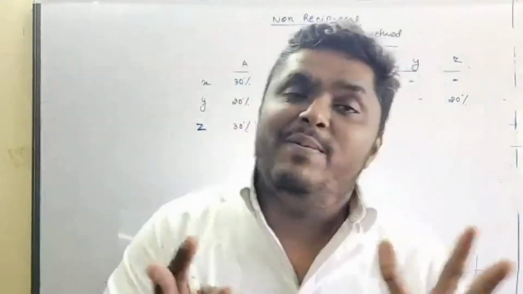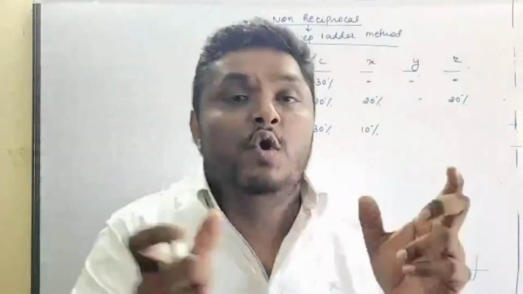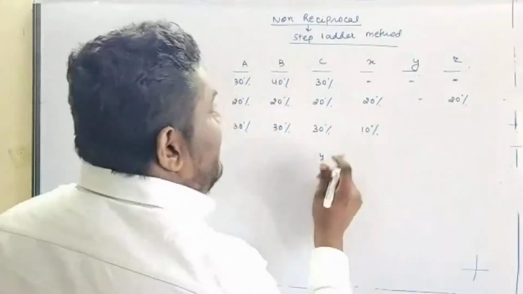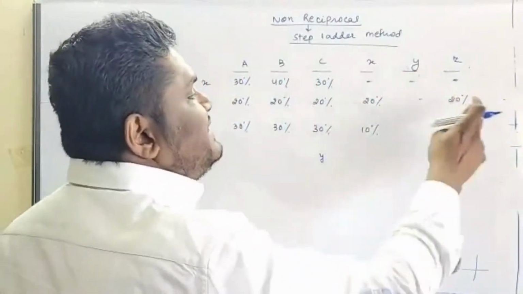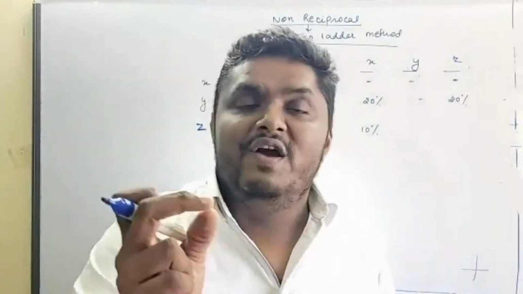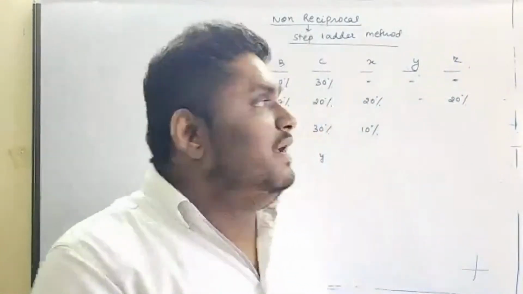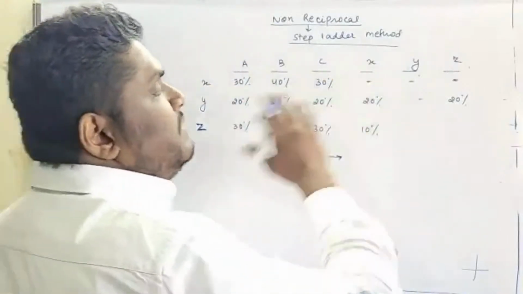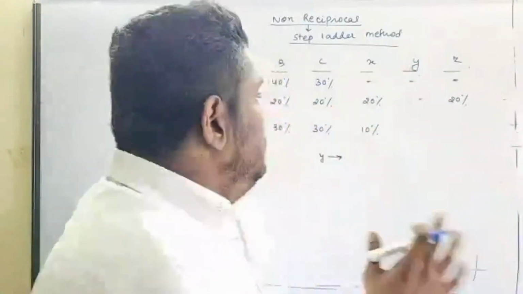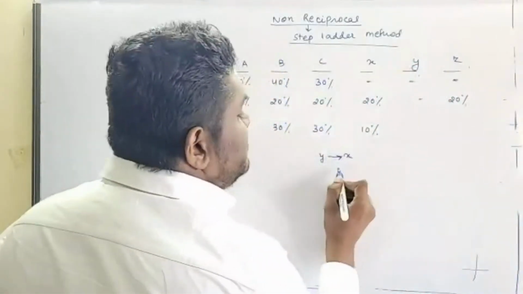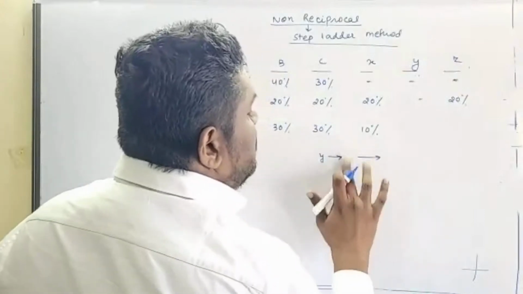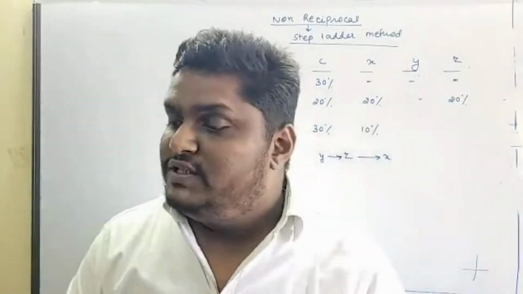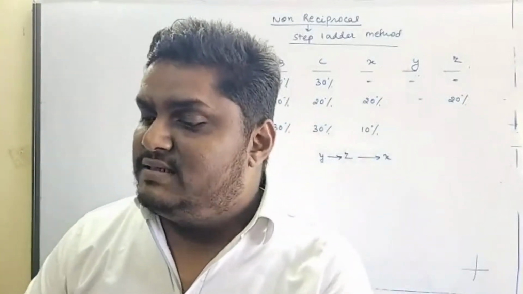So herein, when talking about the order of distribution, very simple, guys. Who is providing the maximum number of services to the other service departments? Very simple. Y, because Y is providing services to X and Z. When talking about the second stage, X is providing services to no one, so X will be last. When talking about Z, Z is providing services only to X. So the second one will be Z and the third one will be X. So this will be the order of distribution: Y, Z, and X.